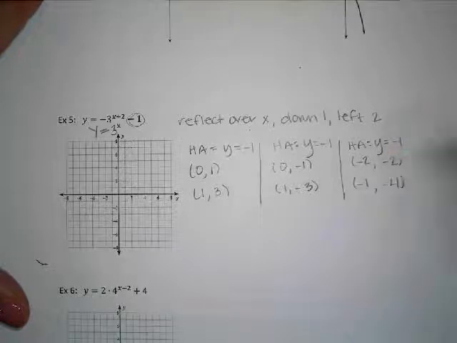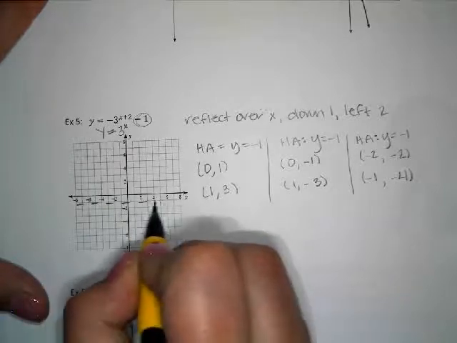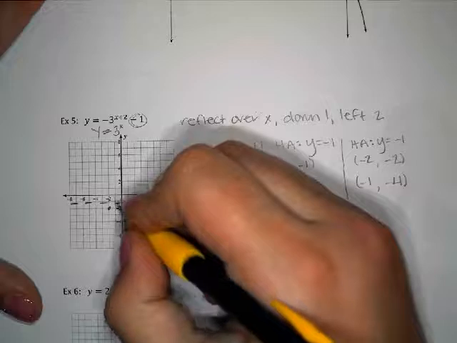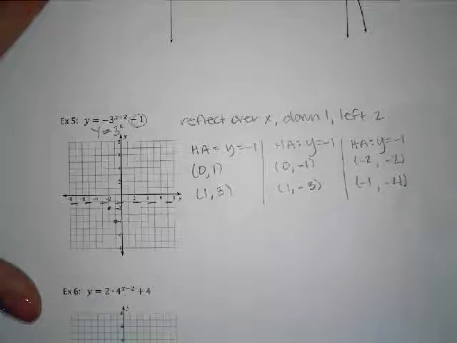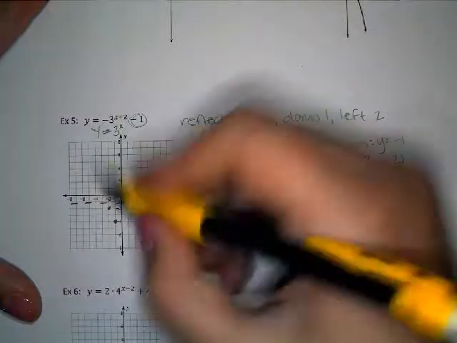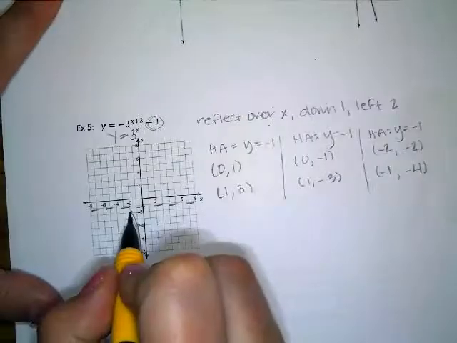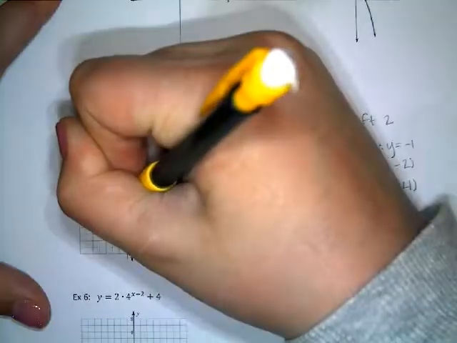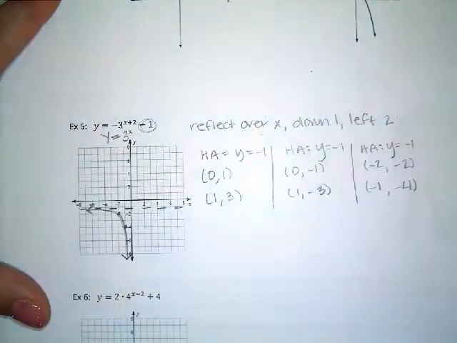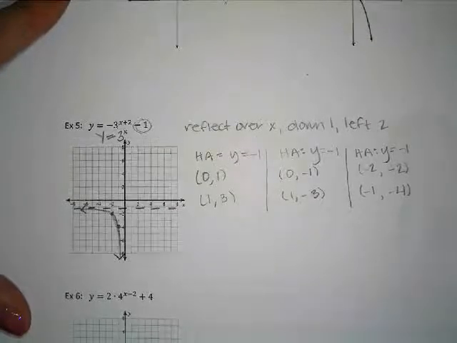Okay, so I'm going to draw the asymptote. And when I start these, I always start with the point that's closest to the asymptote and then draw away. So we had -2, -2, and -1, -4.